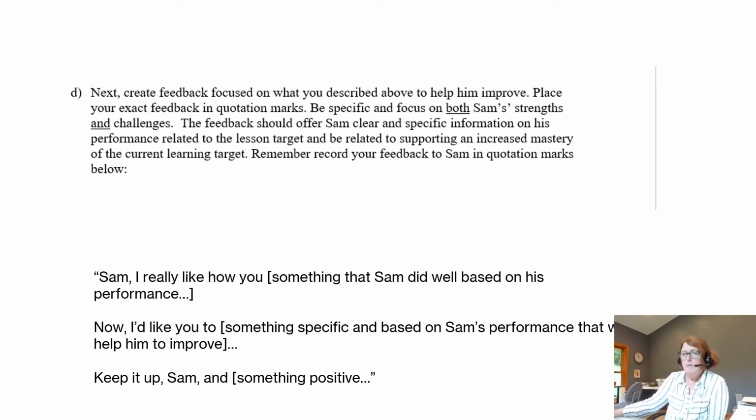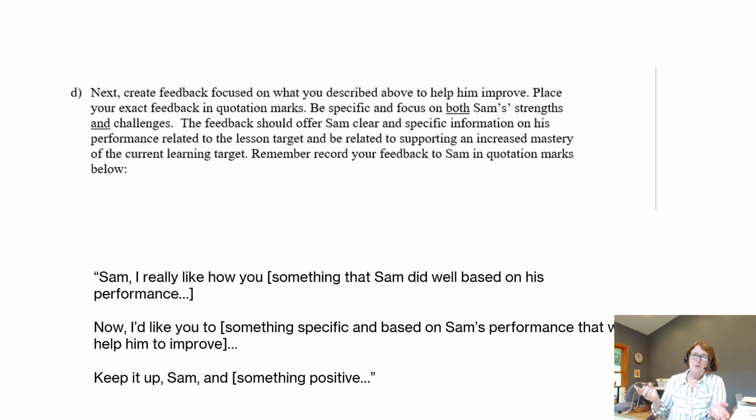Now that you know a lot about Sam, create feedback focused on how you could help him improve. Put your exact feedback in quotation marks. We want our feedback to be very specific to Sam. So focus on both his strengths and his challenges. So I've given you an example of how you could start it below. Sam, I really like how you, and then find something in Sam's data that you could say that's positive. You always want to start with the positive.